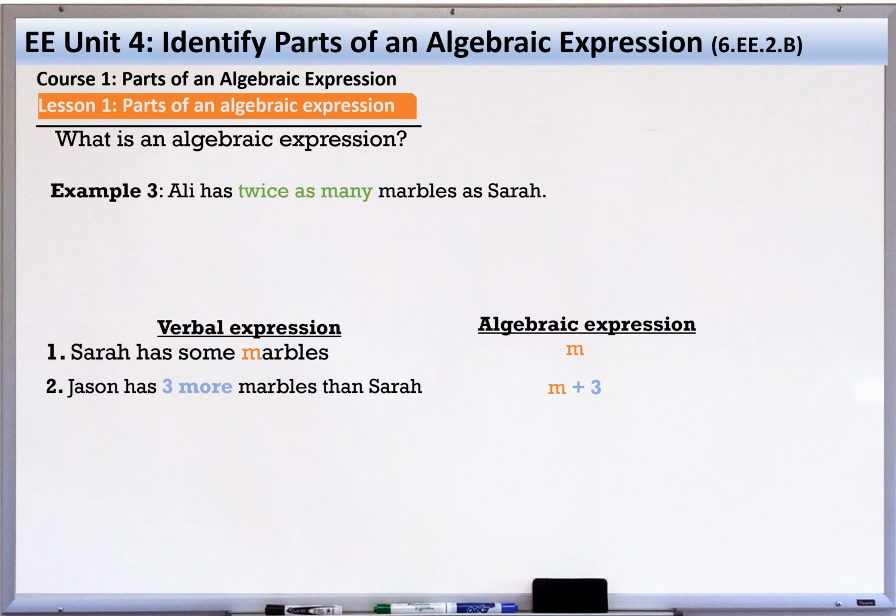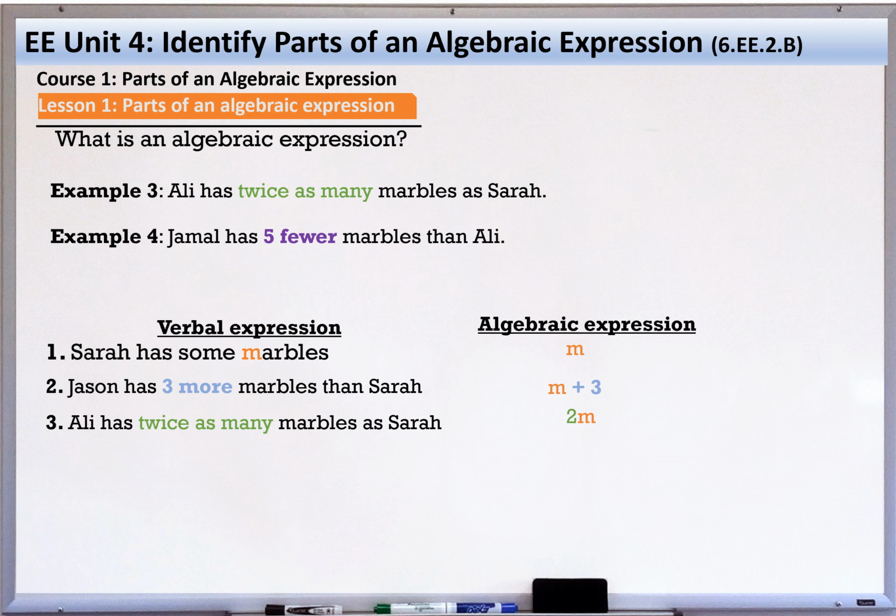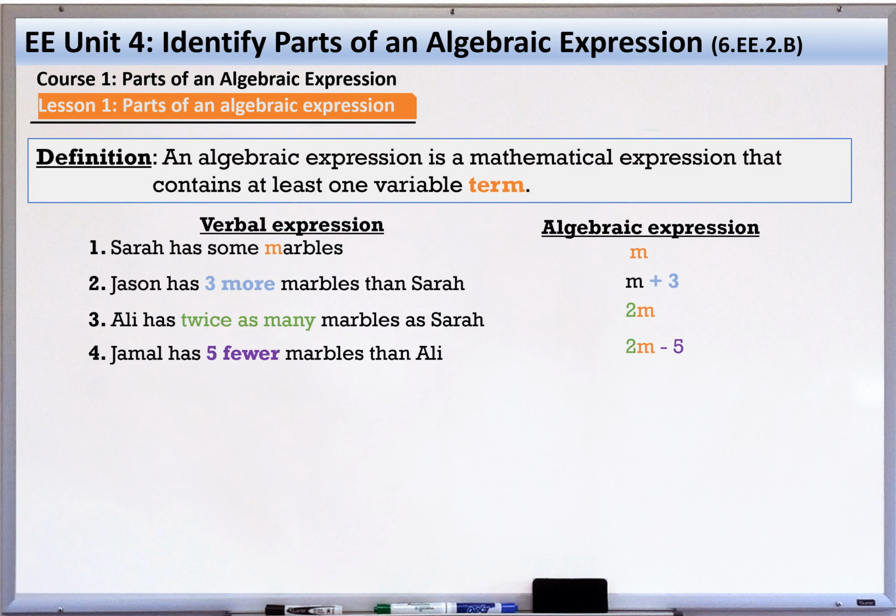Let's take it a little bit further, and let's say that Ali has twice as many marbles as Sarah. So we know Sarah has M marbles, so Ali has 2 times as many, or twice as many, so it's 2 times some number M. And example 4, Jamal has 4 fewer marbles than Ali does. So we know Ali is 2M, so Jamal should be 5 less than that. So these are all algebraic expressions.